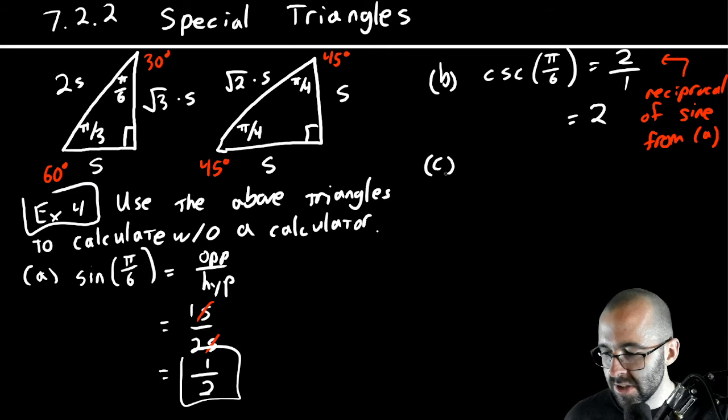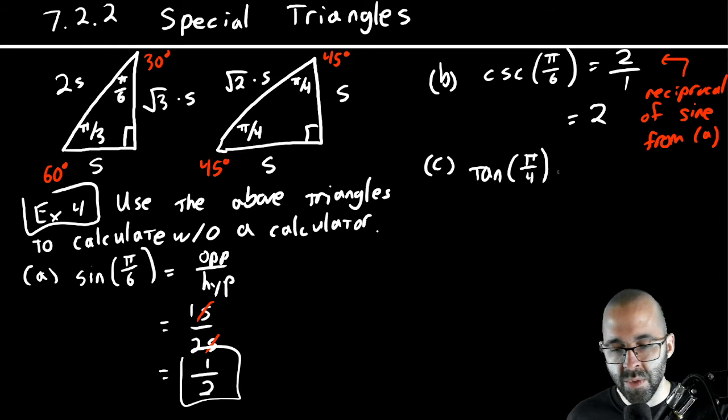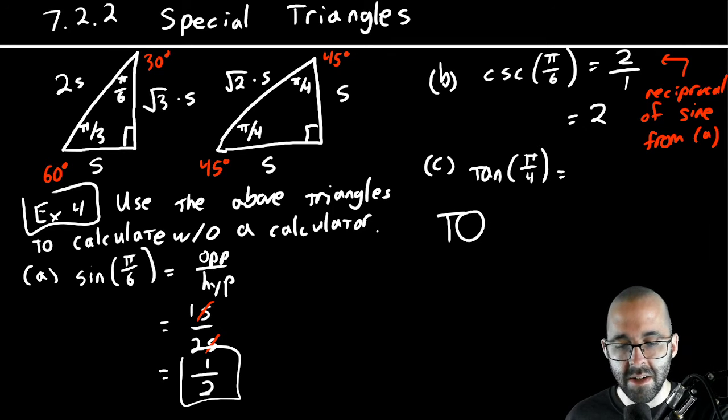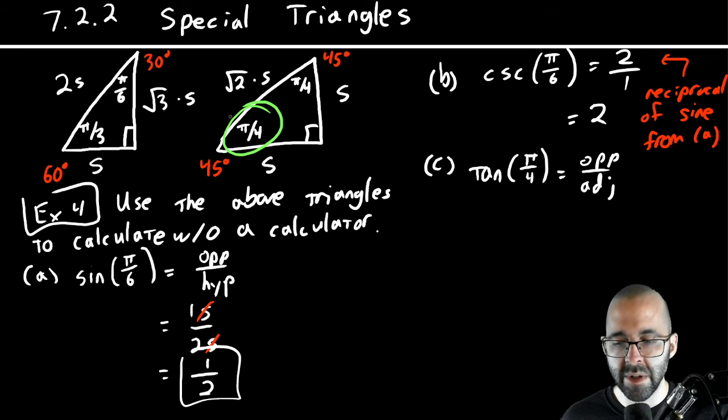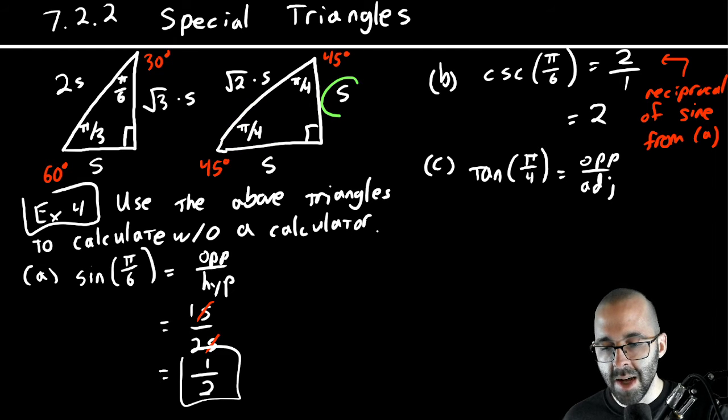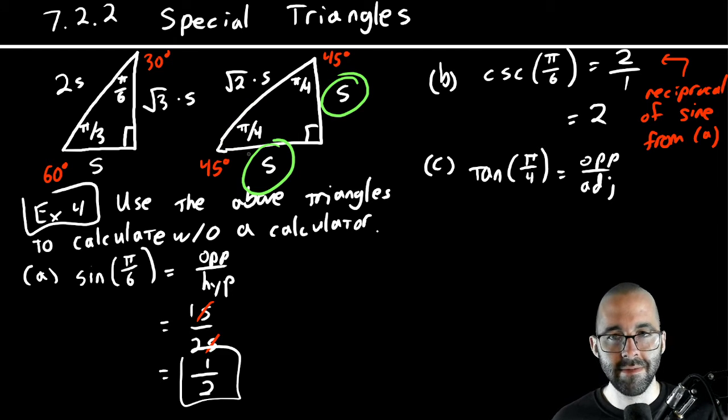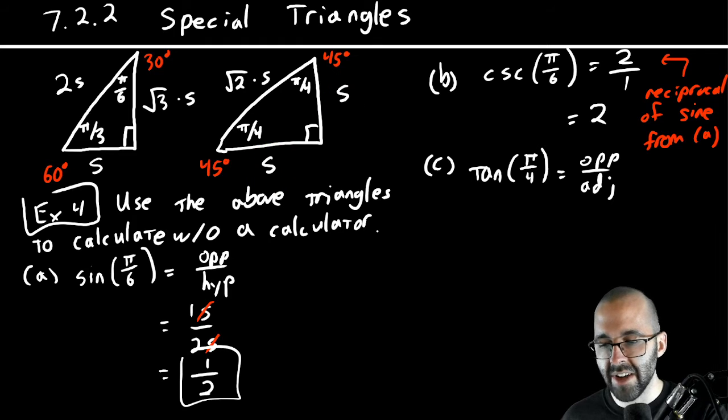Part C, tangent of pi over 4. So for tangent of pi over 4, well, SOHCAHTOA. TOA means tangent is opposite over adjacent. So you find pi over 4, any pi over 4 will do, and look at the opposite divided by the adjacent. It's S divided by S.